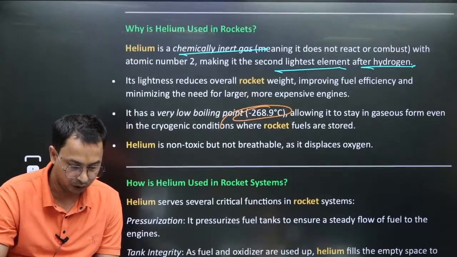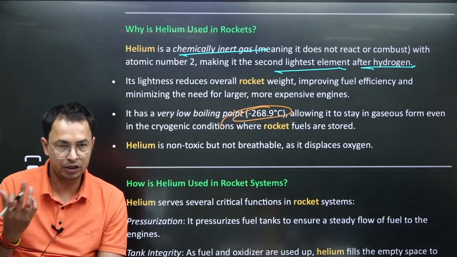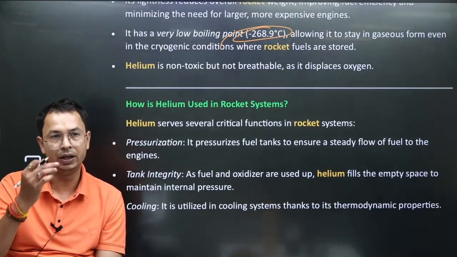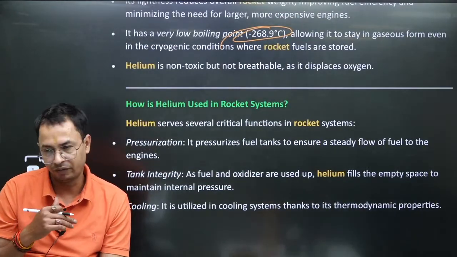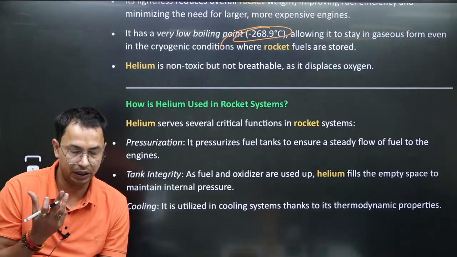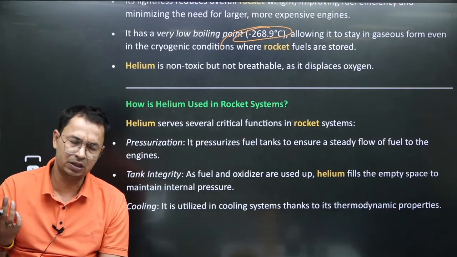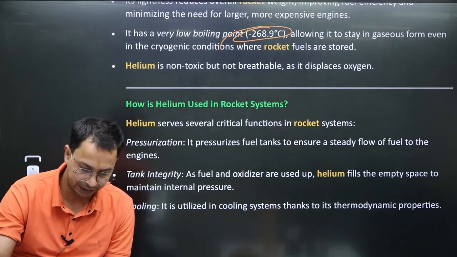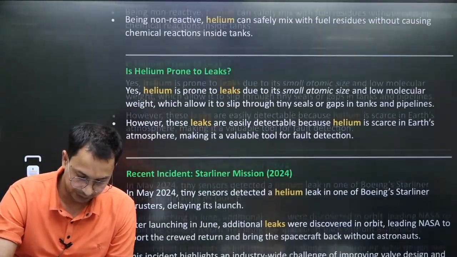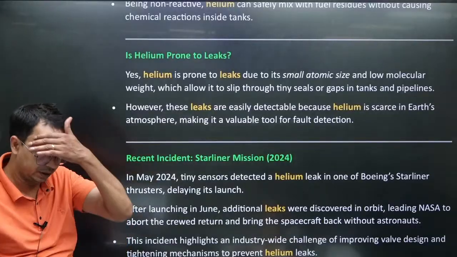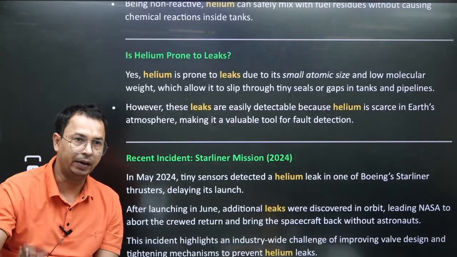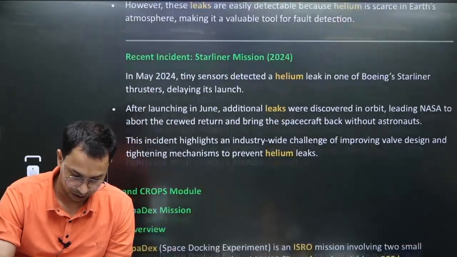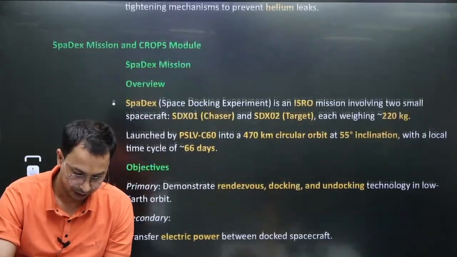Now this was the very problem that occurred in the flight Sunita Williams went on. What was the problem there? There was leakage of the helium. When there was leakage of the helium, it was not safe for the astronauts to come back on the same flight. That is why that flight came back to the Earth without the astronauts. That was the Starliner mission.